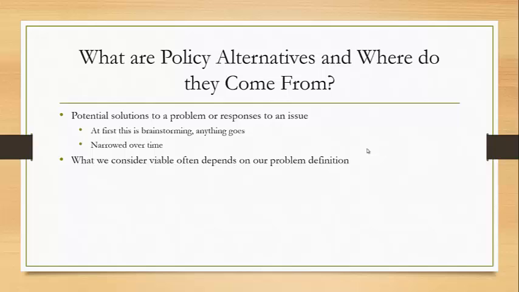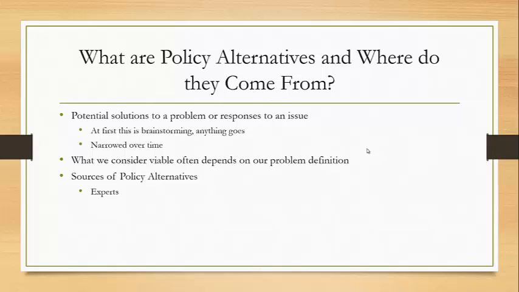How you define the problem, how you define the reason that you're searching for a job for your future, is going to influence whether or not you include a particular item that you've brainstormed in the viable options. And so in the policy world, there are a couple of different sources for policy alternatives. So the first are experts. So these are things like policy professionals.